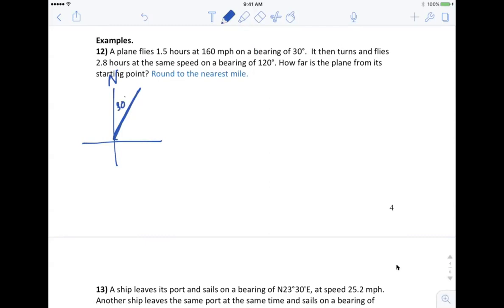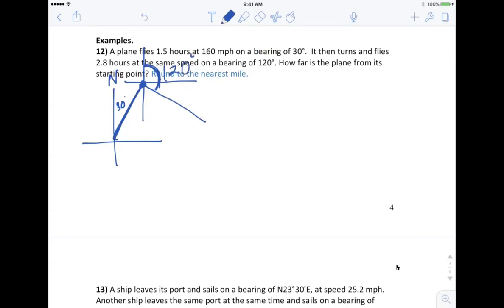Okay? And then pretend that it just does a dead stop for these problems, turns and flies 2.8 hours at the same speed at a bearing of 120. So if the plane is right there, do a new set of axes. That's what I do. And then do a 120 degree bearing from there. So that's 120 degrees from the north. So down 120 like that. So this angle right here is 120.